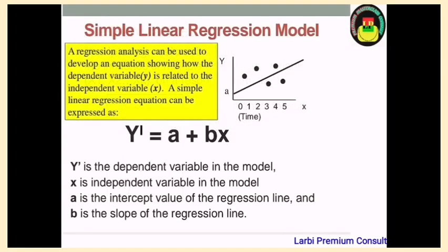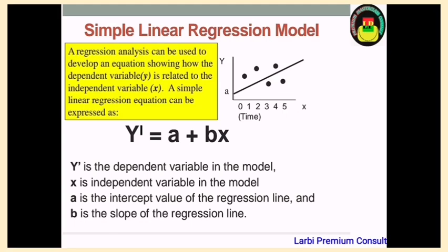So this is an equation that helps us to determine a simple linear regression model, where y is the dependent variable, and a is the intercept value of the regression line. Assuming x is 0, you get y equal to a. So that is why we call a the intercept value of a regression line. And then b is the slope of the line. The x is the independent variable in that case. So that is the model.